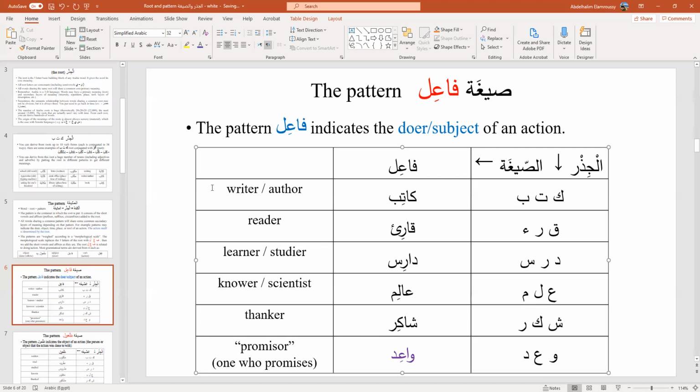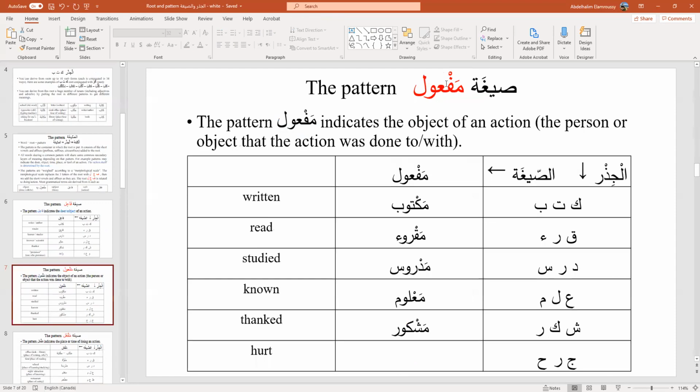Okay, so this is about the pattern fa'il. And again, the pattern fa'il indicates the doer of the action. Which action? This is determined by the root. Okay, let's go to another pattern, which is the pattern maf'ul.